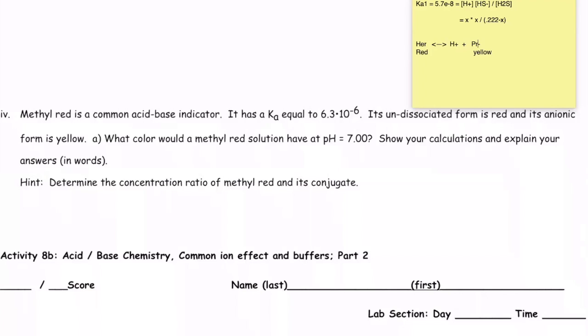And if you know what the Ka is, then you can write products over reactant equals the Ka. And then you can figure out which number is bigger. Sorry, this is a P. Is this concentration bigger than this concentration? Whichever is bigger will tell you what color it is. The chemical that's more dominant will determine the color of that solution. Does that make sense?